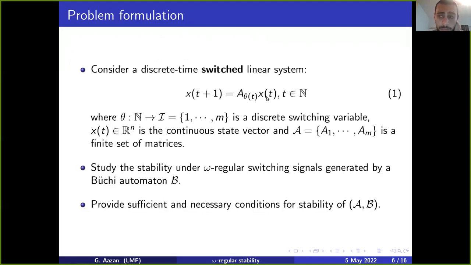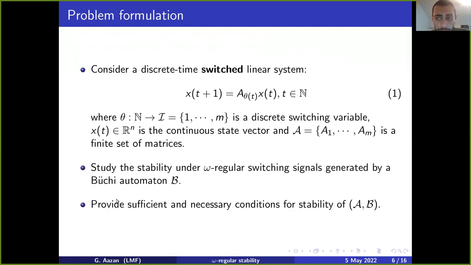So now, generally speaking, if we want to formulate our problem, we consider a discrete-time switched linear system of the following form, where x of t is a continuous state vector and A is a finite set of matrices. Our goal here is to study the stability of these systems when theta belongs to an omega-regular language. And it's known that an omega-regular language can be generated by a Buchi automaton. So we don't take theta to be arbitrary. In fact, theta is generated by a Buchi automaton.